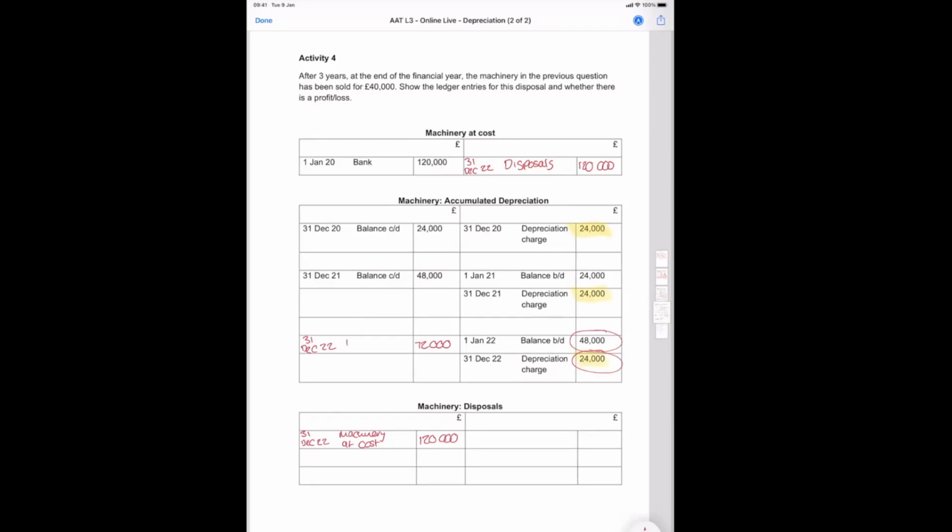to the disposals account. Okay. And that will go on the credit side of the disposals account, the 72,000. Okay. That's from our accumulated depreciation. So that's the first two steps: remove the asset from the cost account and remove the depreciation.